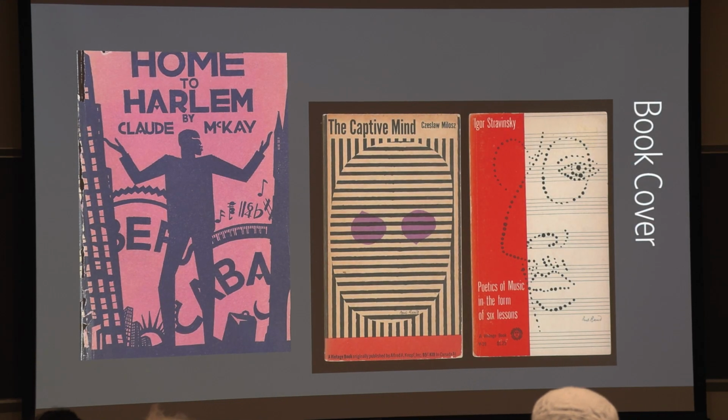And of course, we have the covers of books. Home to Harlem here was done in the 1920s by Aaron Douglas, an African-American designer of the Harlem Renaissance. His strong geometric shapes and letters and simple color palette made powerful covers. We also see two paperback book covers by Paul Rand for Vintage Books in the 1950s. Rand's covers are conceptual. The Captive Mind here on the left of these two, by Czesław Miłosz, shows the dangers of government censorship in Cold War Poland.